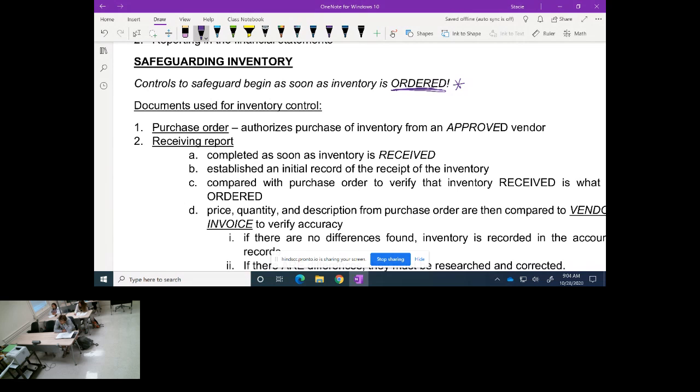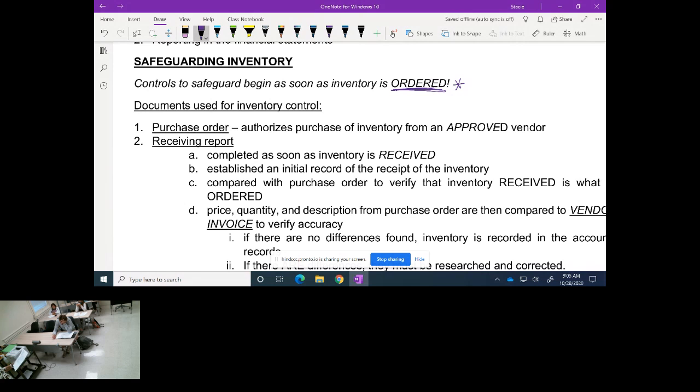Then when it comes in, a receiving report is completed by whoever is checking it in. Whoever opens the box that UPS brings, they're going to prepare a receiving report showing what was in the box. So that shows the initial record of receiving the inventory. Then the receiving report will be compared to the purchase order. Did we get what we ordered? Did we get the right thing?